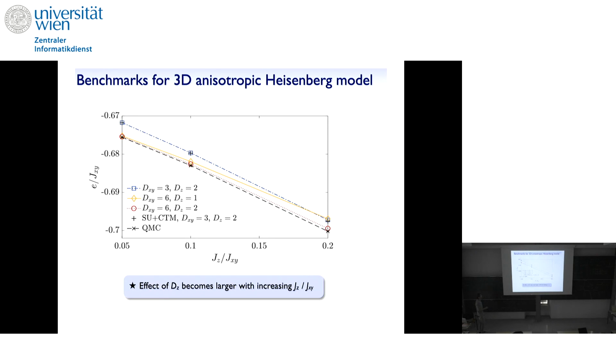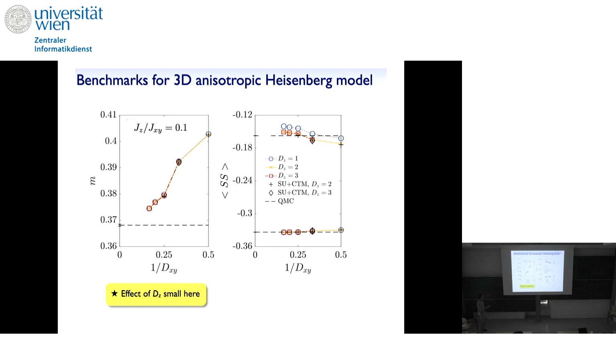So here I show you some data for different coupling ratios. Here we have a ratio of 5%. Now here you see that if you compare dz1 and dz2, they're essentially on top of each other, right? So already a mean field type ansatz, a product state ansatz between PEPS layers, already gives you quite a good result. And then you see here, as we increase the coupling ratio, this difference between dz1 and dz2 starts growing. So with growing interlayer interaction, we should then also increase the interlayer bond dimension.